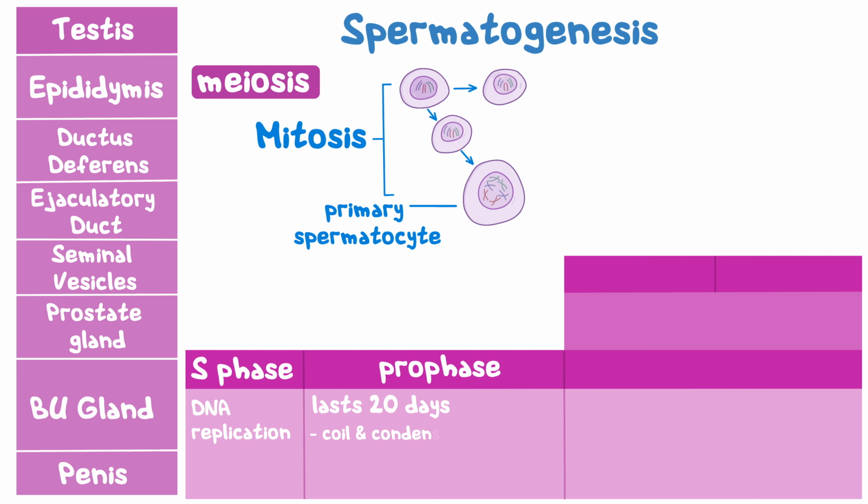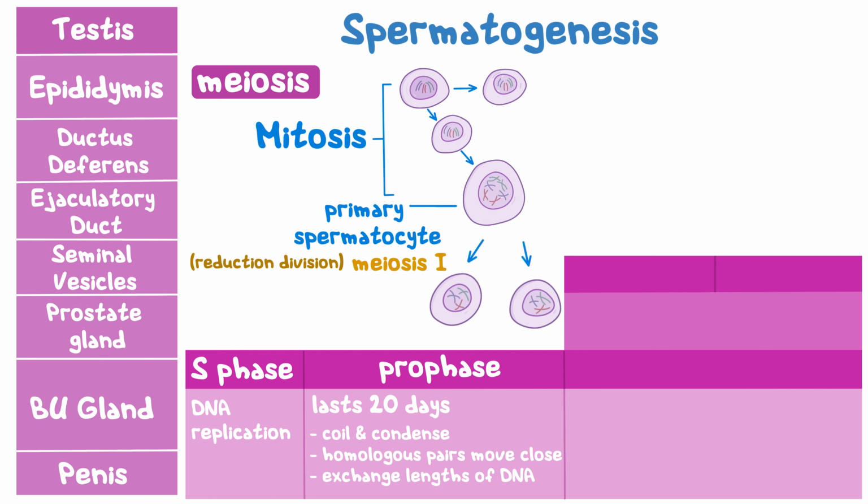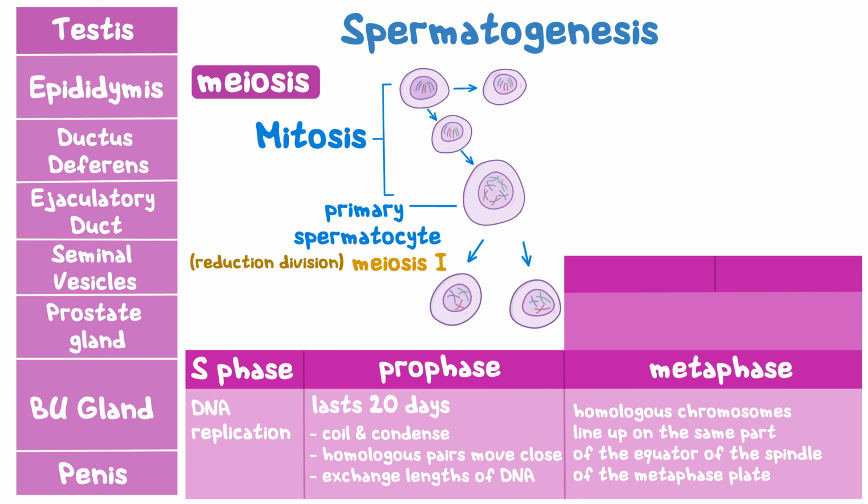During this time, chromosomes begin to coil and condense and stain densely, and homologous pairs of chromosomes move close together and exchange lengths of DNA. This exchange introduces genetic variation to the gamete production. The first division of meiosis, also known as the reduction division, continues into metaphase. Each pair of homologous chromosomes in each primary spermatocyte line up together on the same part of the equator of the spindle of the metaphase plate prior to cell division.